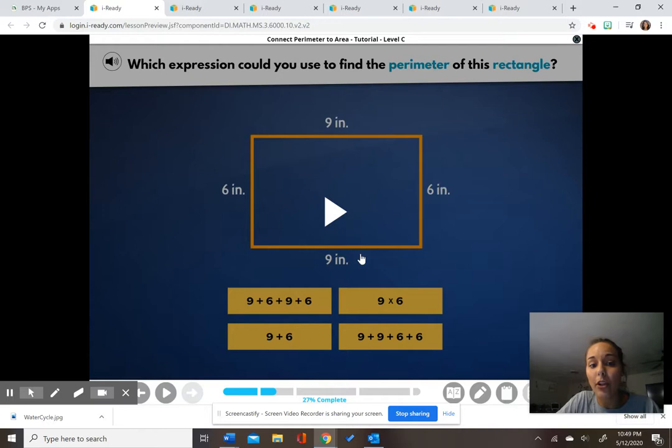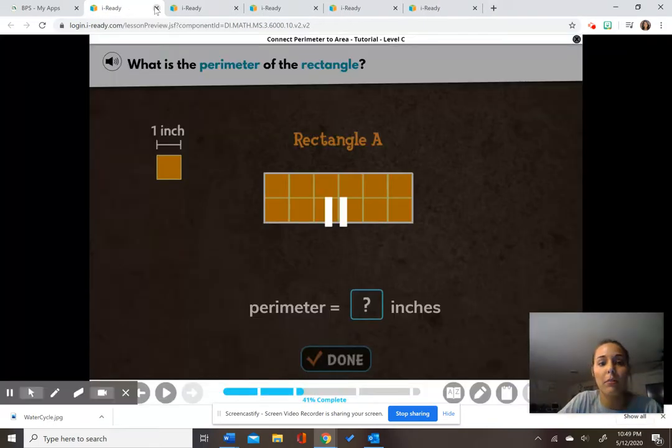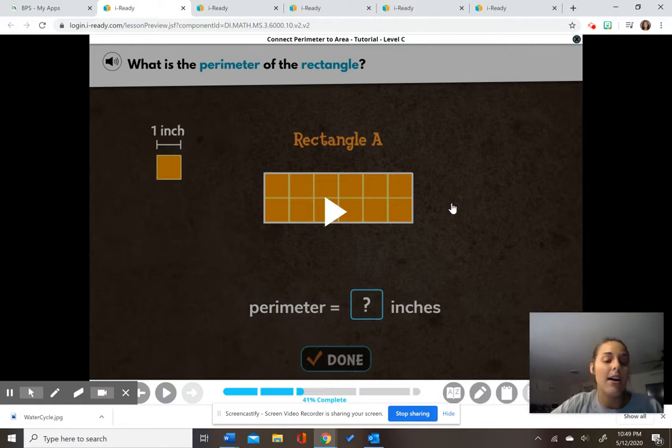But it's important you remember that for perimeter, you have to add up all of the sides. Do not multiply with perimeter. Perimeter is adding. This one I like because I thought it was tricky.